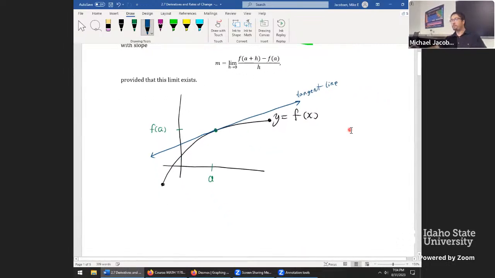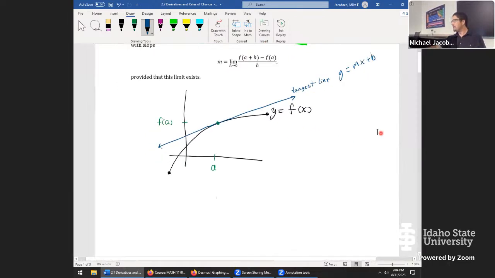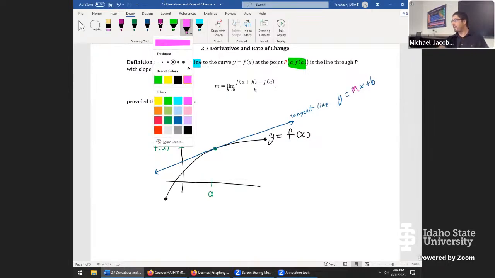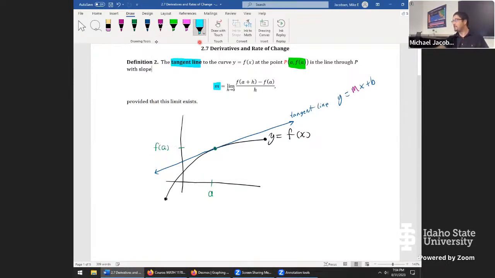Equation of that line, well, if we use slope-intercept form, would be y equals mx plus b. And let me give a better color for that m. It's that m right here, which is the value of our derivative that we are so interested in this chapter. And it's also going to be the value of this limit right here.